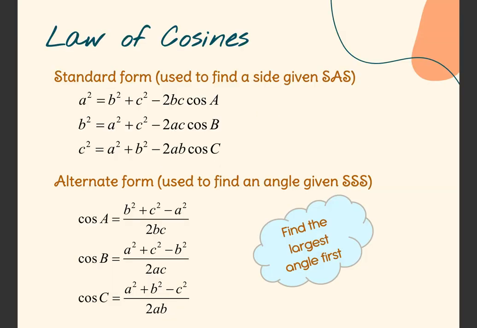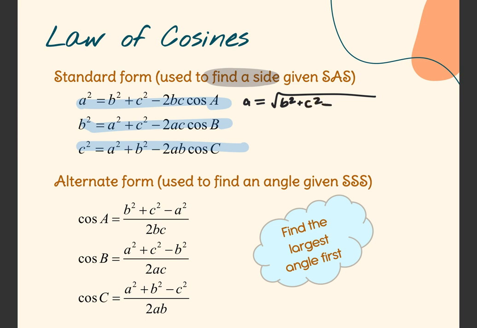What is more complicated are the formulas. So for standard form, when you're finding the side, you're going to use one of these three. If I'm looking for side A, then A squared equals B squared plus C squared minus 2BC times the cosine of A. And then I would square root it at the end. So you can even say A equals the square root of B squared plus C squared minus 2BC cosine A. You can put it all underneath the square root in one step.